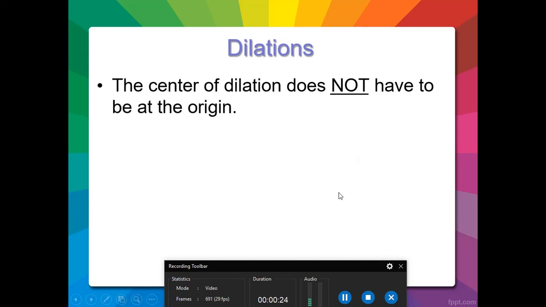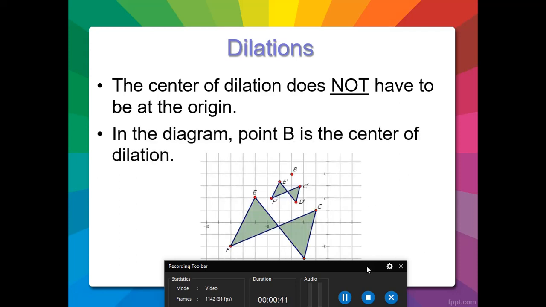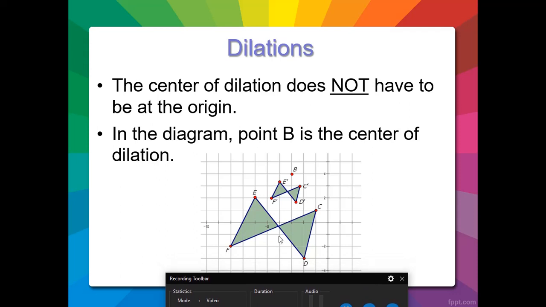Yesterday we covered dilations, so what we're doing is enlarging or shrinking our figure. Yesterday all of the centers were at the origin, but the center of dilation does not have to be at the origin. It can be located anywhere in the coordinate plane. So in this picture here, we've taken what we'll call a bow tie, and we've actually shrunk the figure, but B is my center of dilation.